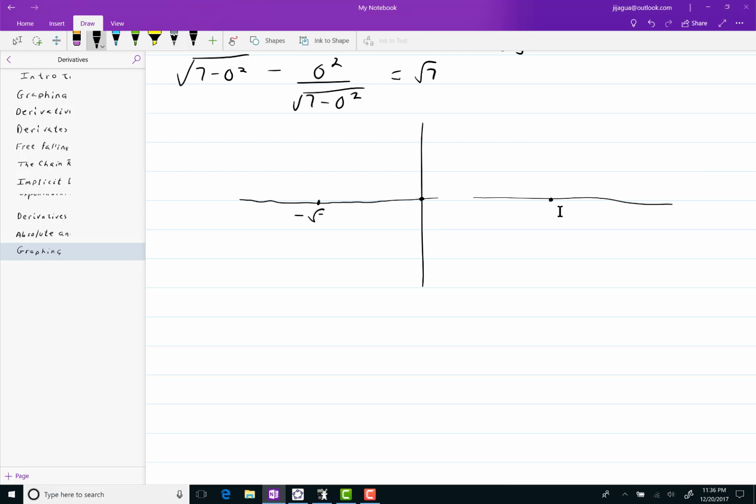First thing, let's lay down the places where the function is 0. Those were at negative radical 7, 0, and radical 7. Now then I had a couple of points that I found where I set the derivative equal to 0. So let me sort of estimate where they are. Remember, this is just a rough sketch, so getting it exact is not that big of a deal right now.